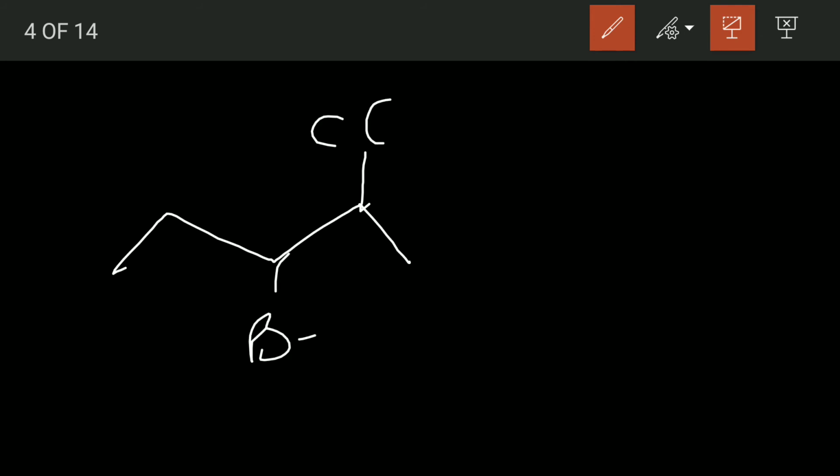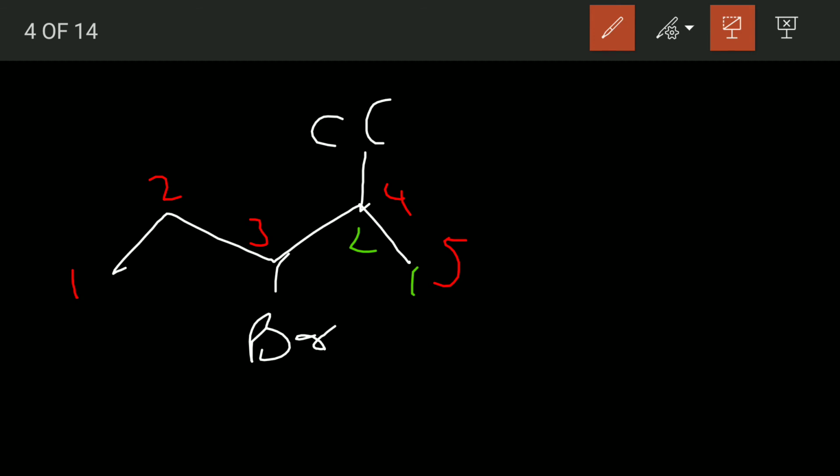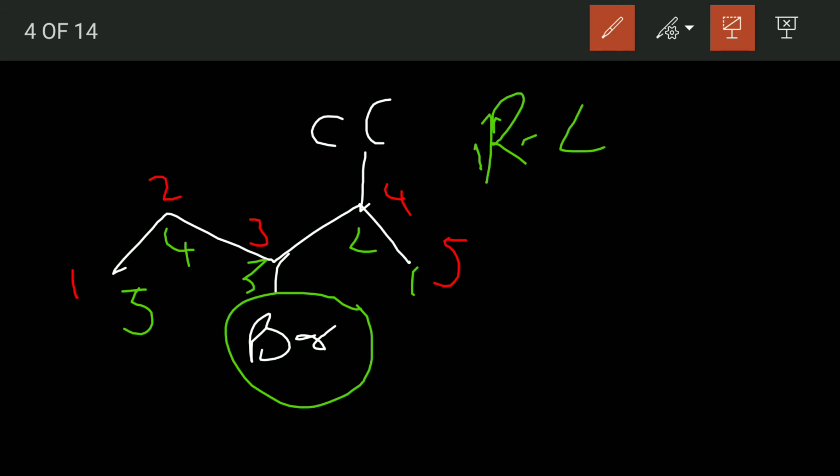I have Br. Now with one color I am doing it from left to right, and with another color I am doing it from right to left, the green color. 1 2 3 4 5. Now many people, what they do is, here bromine, now tell me from right to left, bromine got 3 and chlorine got 2. They add it and they write 5.